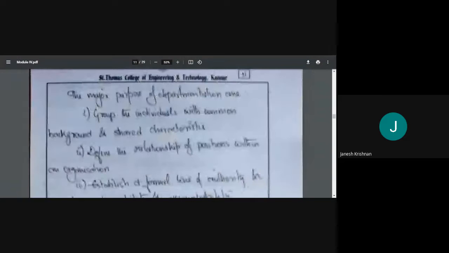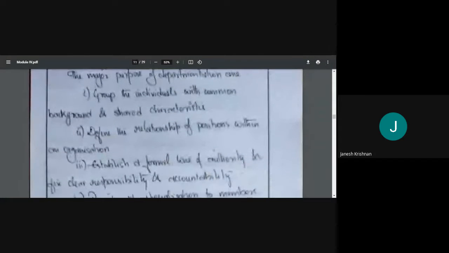So, what is the purpose of departmentation? One is to group the individuals with common background and shared characteristics. Okay. So, you guys are civil. In a company, there will be a department for engineers, right? So all those who have a civil engineering background should be in that department, right? If you add a civil engineer into the accounts department, he will learn, but it will take time. Better is we can add all the civil engineers together and form the department. Then define the relationship of positions within an organization.